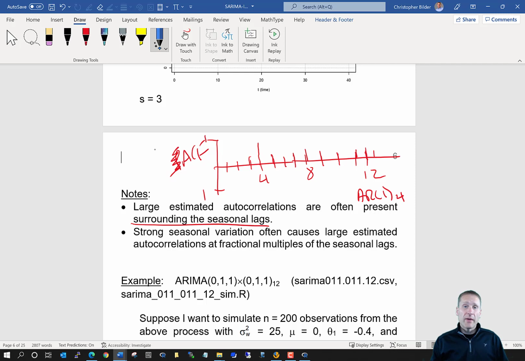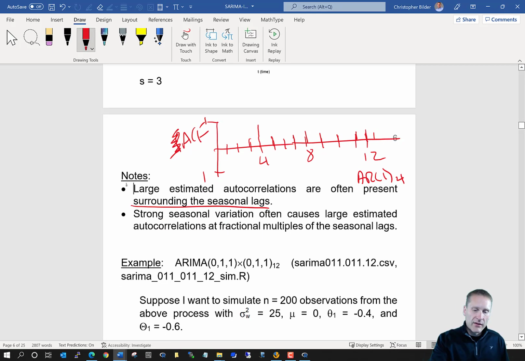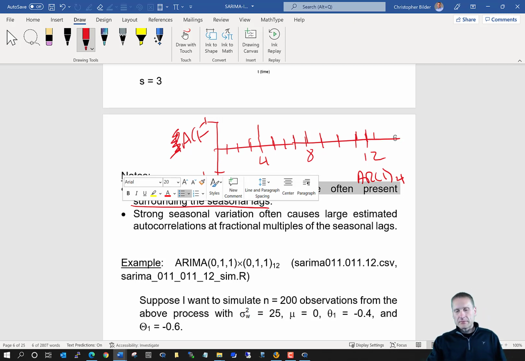It wouldn't surprise me that at lag 3 and lag 5, I also have some larger autocorrelations. Not as large as lag 4, but larger autocorrelations there. At lag 8, I have this large autocorrelation because I'm tailing off, but also at lag 7 and 9, I have some slightly smaller autocorrelations surrounding it. So that's what I'm trying to get at with this comment.